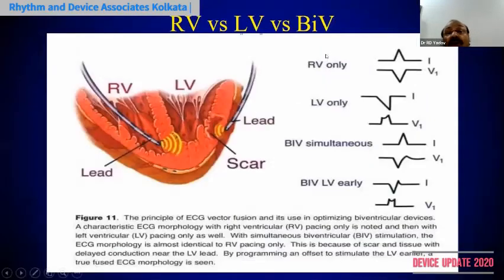Okay, so you can get the same thing by the individual ECG. I'm not going to go into detail here.